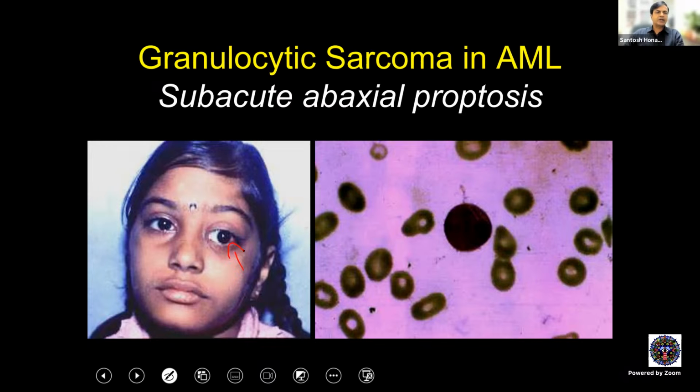That can also be negative if a child has received a good dose of steroids. That should not fool you. You should immediately and quickly do an orbital biopsy to confirm that the child has granulocytic sarcoma, even when the child is on steroids. So a child with proptosis on steroids is not a contraindication for biopsy.